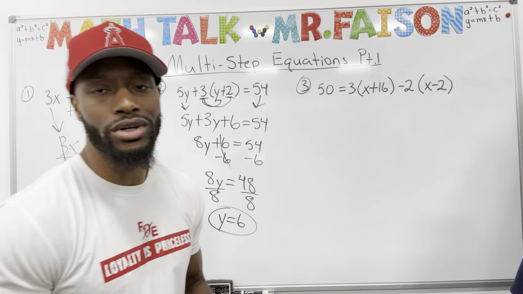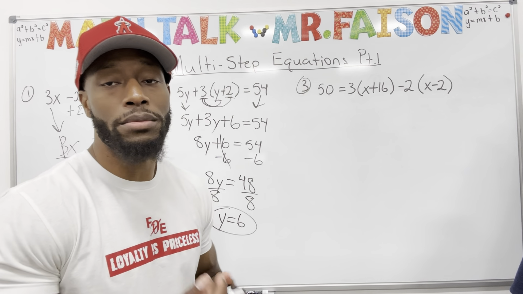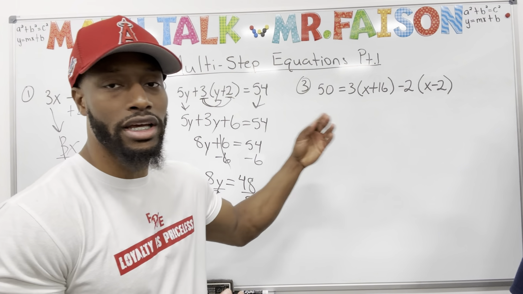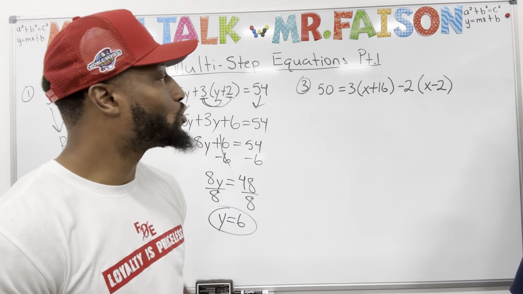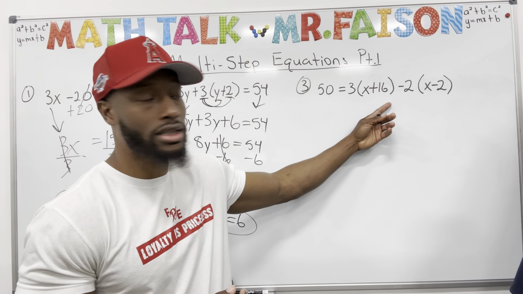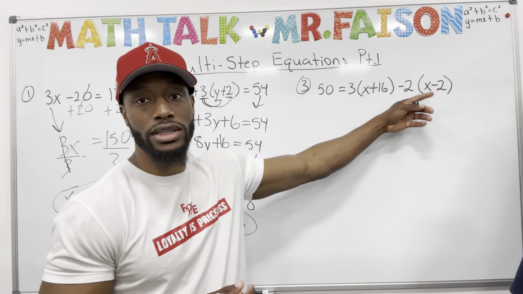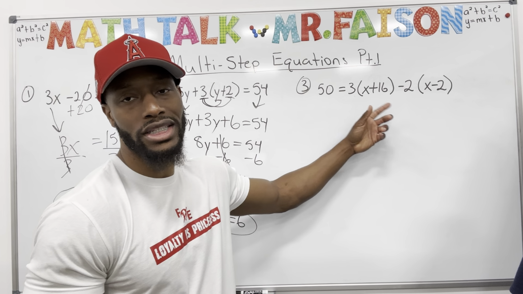If I'm looking at problem number 3, it looks crazy, but it's not that crazy once we start working on it. Every problem that we've done so far is just a baby step to help us be able to solve a problem like this. So let's look at this. Problem number 3 says 50 equals 3 parentheses x plus 16 minus 2 parentheses x minus 2. The first thing I want to look at here is the parentheses, x plus 16.